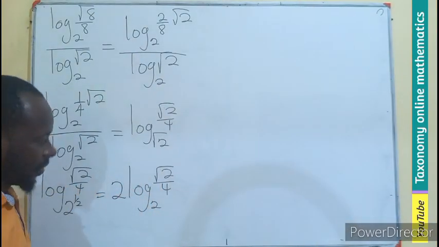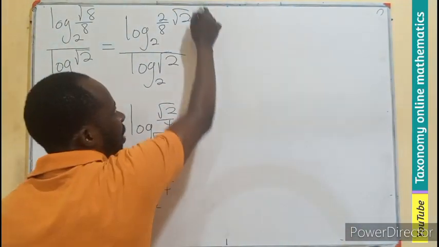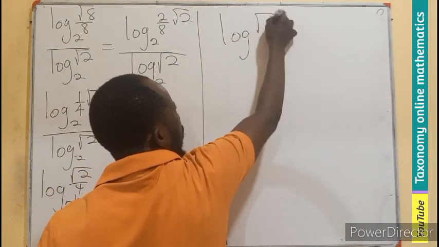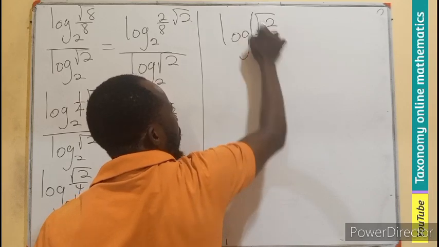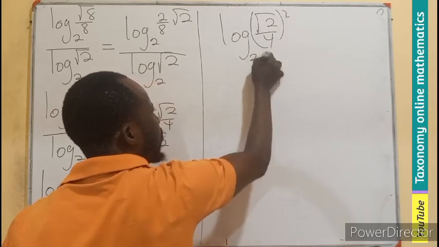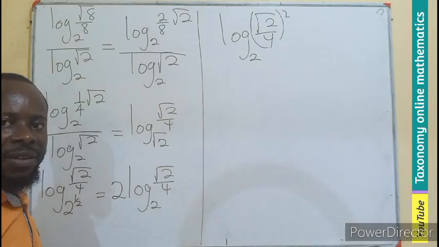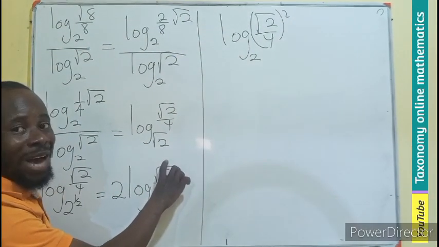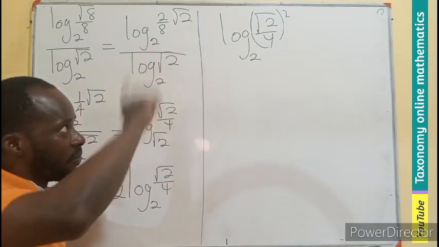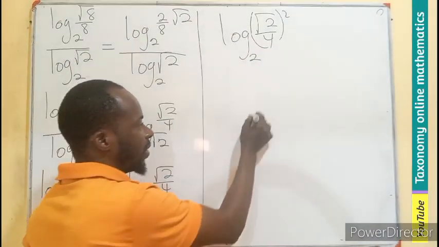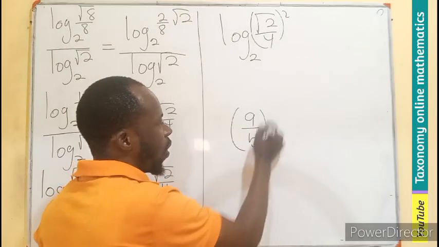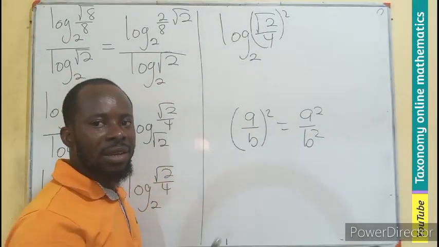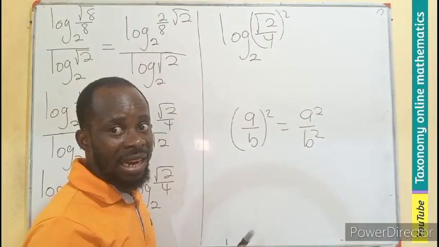So if that is the case, I am going to say that I will be having the log of the root of 2 out of 4 all squared, base 2. Can I write that? That this is becoming the power. Don't forget, this is the argument. It's already a fraction. So the fraction squared. The law of indices: A over B all squared is the same as A squared over B squared. The law of indices, or the properties under indices.